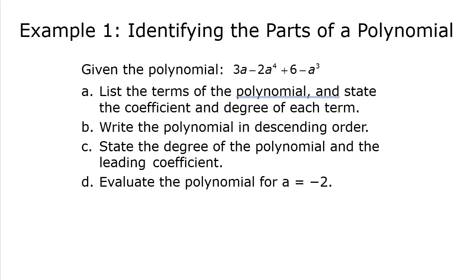So listing the terms, that's pretty easy, right? A term is anything separated by pluses and minuses. So my terms are 3a, technically -2a to the fourth, right? Because it's supposed to be things separated by pluses, 6, and -a cubed. Those would be my terms. I could state the coefficient and degree of each term, right? Coefficient of 3, degree of 1, coefficient of -2, degree of 4, coefficient of 6, degree of 0, and finally coefficient of -1, degree of 3. Simple, easy.